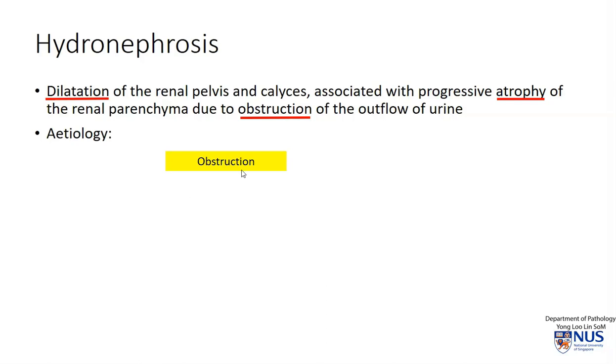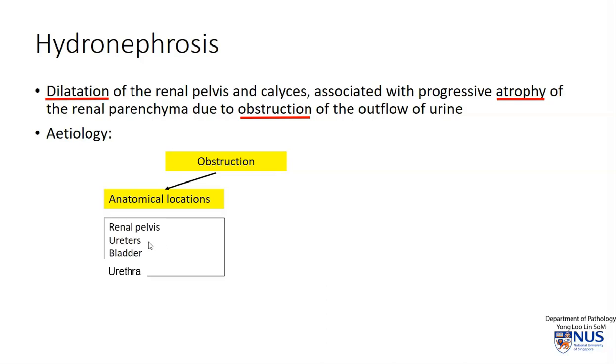In terms of etiology, it is obstructive in nature, and if we think about it, the obstruction can be at several different anatomical levels. Moving from proximal to distal, it could be in the renal pelvis, in the ureters, in the bladder, and also at the level of the urethra, for example, with prostatic enlargement.